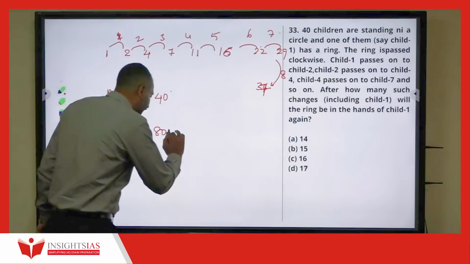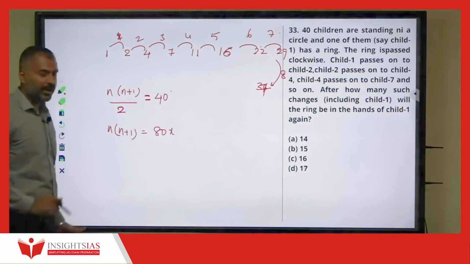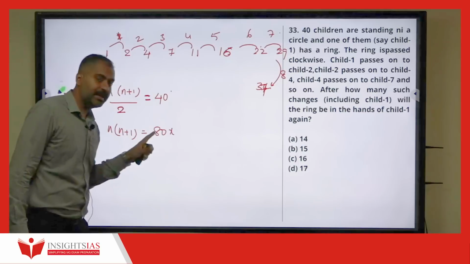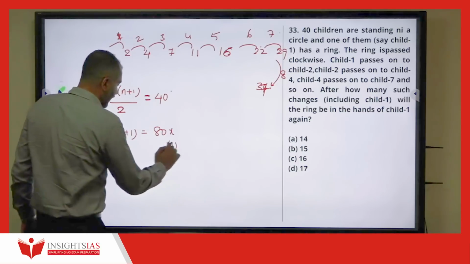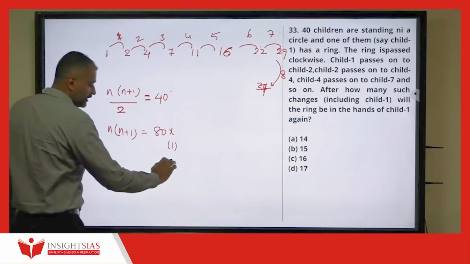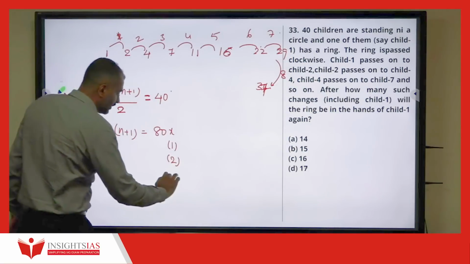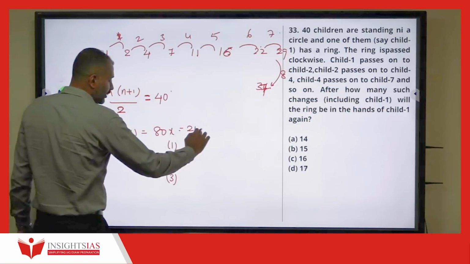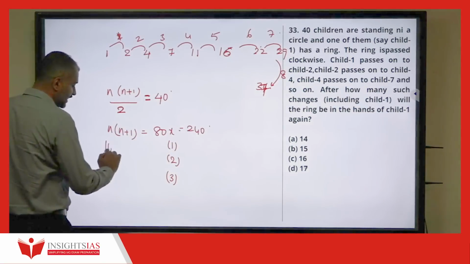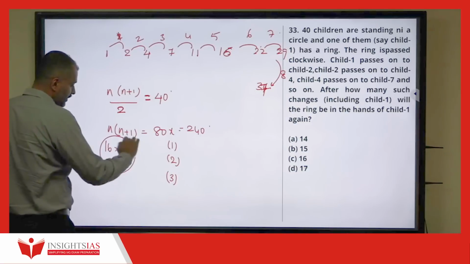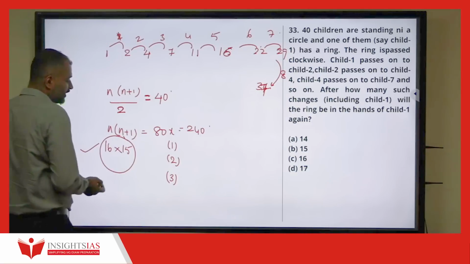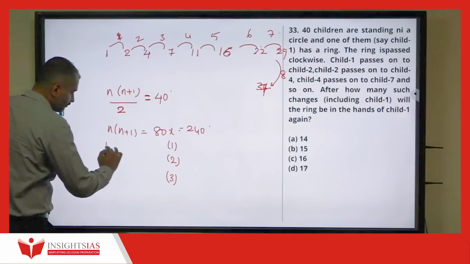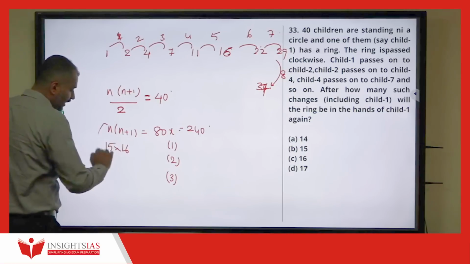But let's see for 80x. If you put 1, 2, 3, 4 for the value of x, then at some point you will get it. If I put 1 here, 80 doesn't match, so no possible values. 2, 160 also no possible values. For 3 you will get 240. How? This is 16, this is 15. So what is the n value? It has to be 15 into 16, where n is equal to 15.